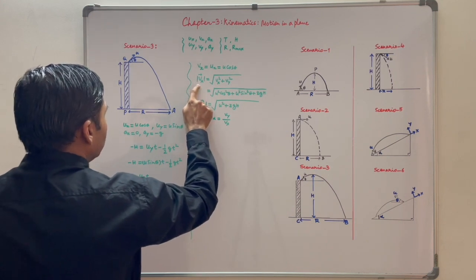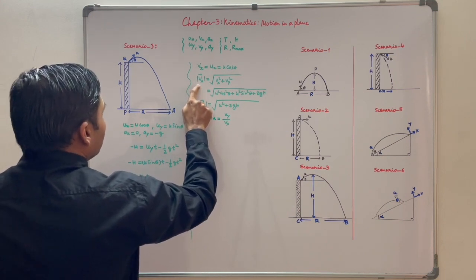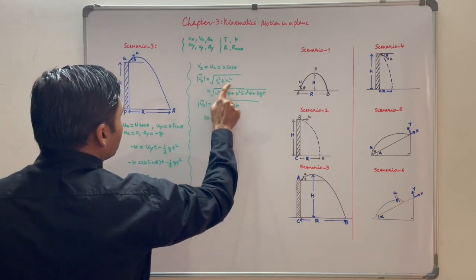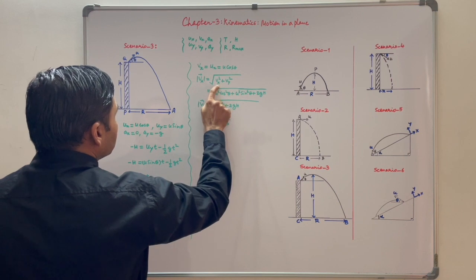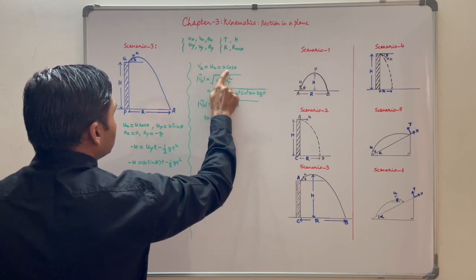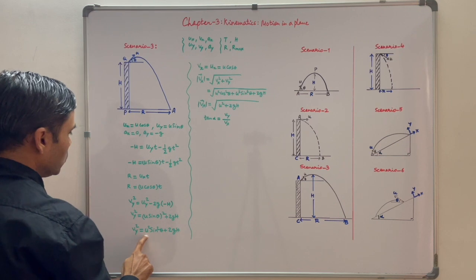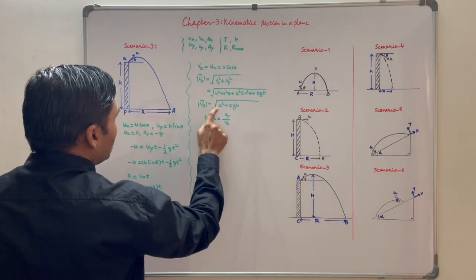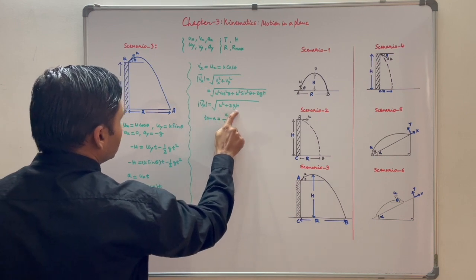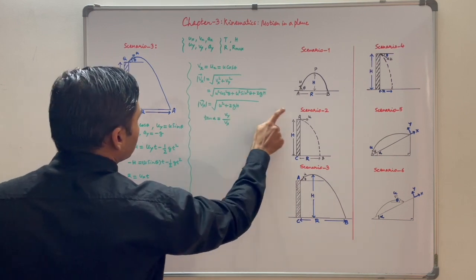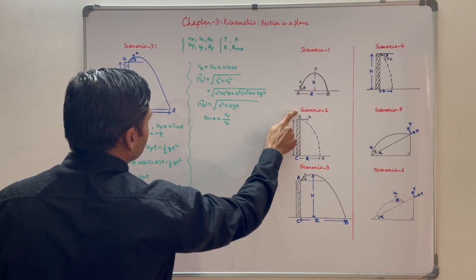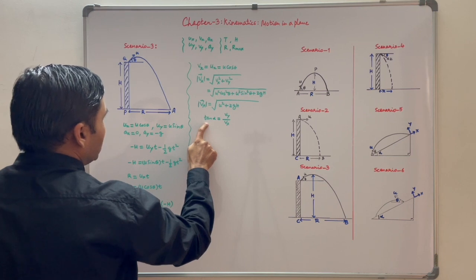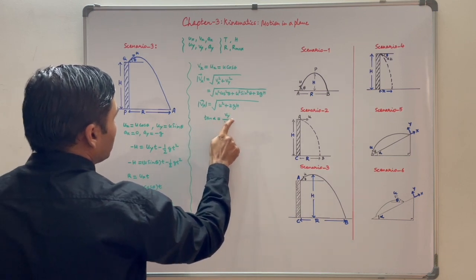So the magnitude of Va, which means the magnitude of the velocity of the particle when it hits the ground, is equal to under root vx square plus vy square. vx square is equal to u square cos square theta and vy square is equal to u square sin square theta plus 2gh. So magnitude of Va is equal to under root u square plus 2gh. It is exactly the same as in scenario 2 when the particle hits the ground. Let us say the velocity vector makes an angle alpha with the horizontal. Then tan alpha is equal to vy upon vx.